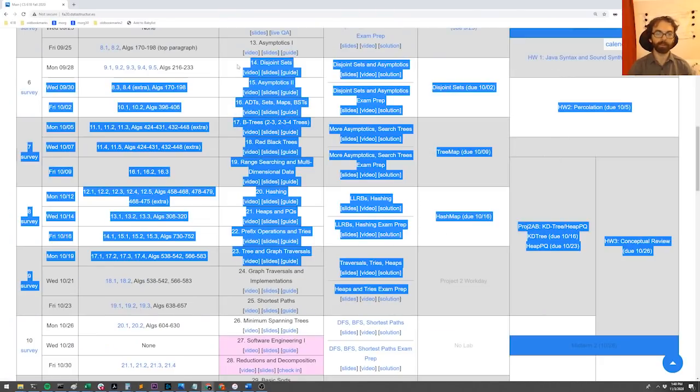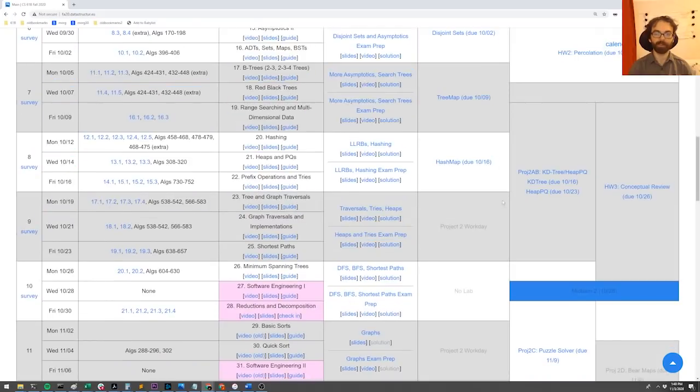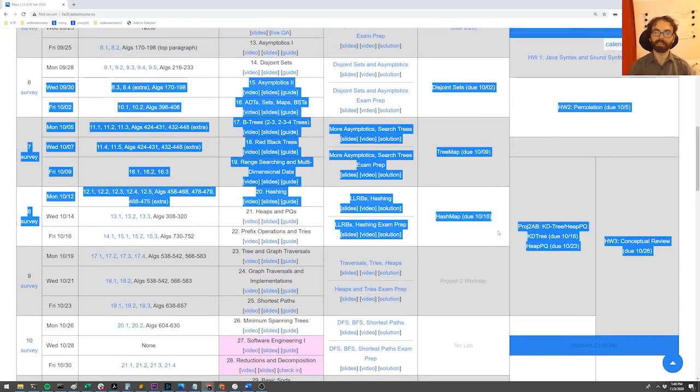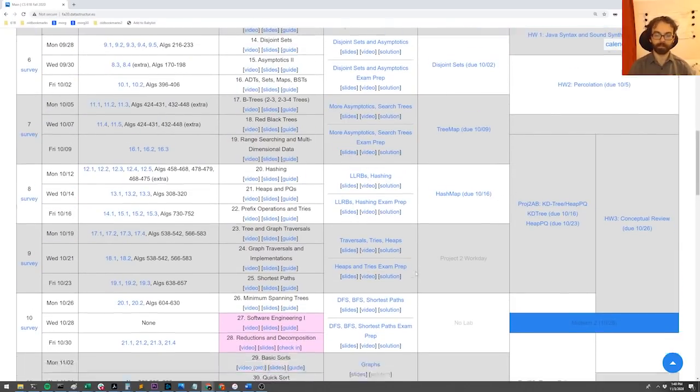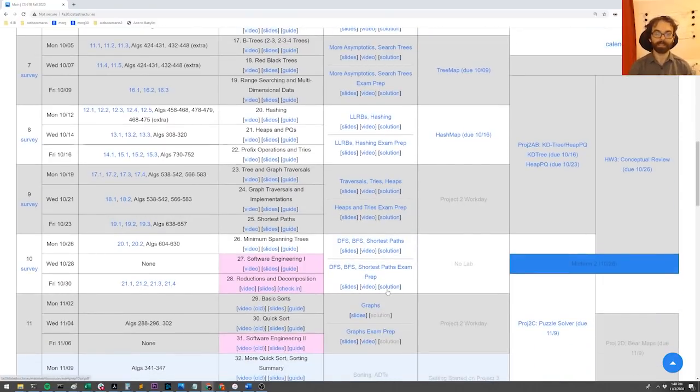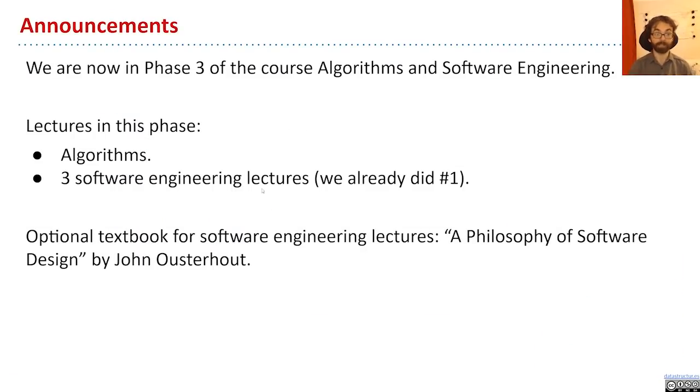So up here we've been talking mostly about data structures during phase 2, and in that part the labs were about implementing data structures, and hey, so were the projects. So now we're opening our horizons and going into algorithms and software engineering.